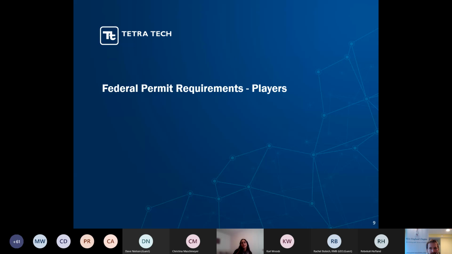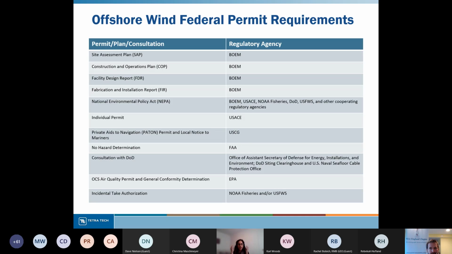So the federal permitting requirements. This slide gives you an overview of what the federal permitting requirements are for an offshore wind farm. Just a high level overview. This ranges from everything from NEPA requirements, EPA requirements, quite a few BOEM requirements.